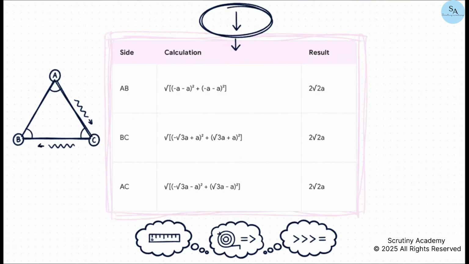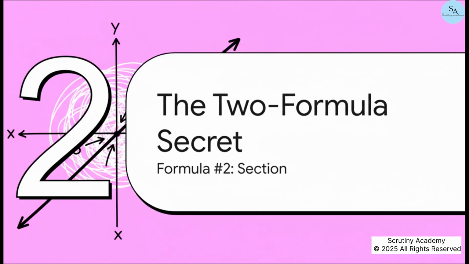And as you can see, when you actually do the math, it's pretty straightforward. We find the length of side AB, then we do it for BC, and finally for AC. And look at that. The result for all three is exactly the same. 2 root 2 times a. Since all the sides are equal, we've just proven it's an equilateral triangle. Easy, right? All right, let's move on to our second secret weapon, the section formula.